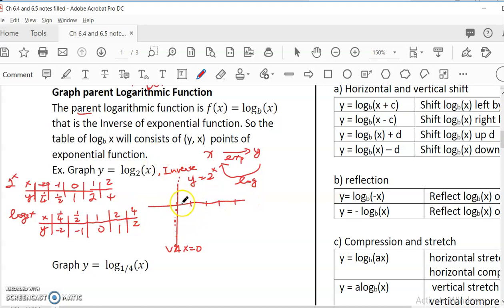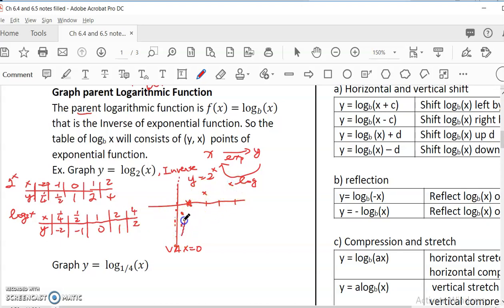So you can see that when your points are built where you have 1/4, 1/2, when it is 1/4, it shoots down to -2. 1/2 shoots down to -1. But when it is 1, then it is 0. Okay, it's (1, 0), not (0, 1). And when it is 2, it goes to 1. And when it is 4, it goes to 2.